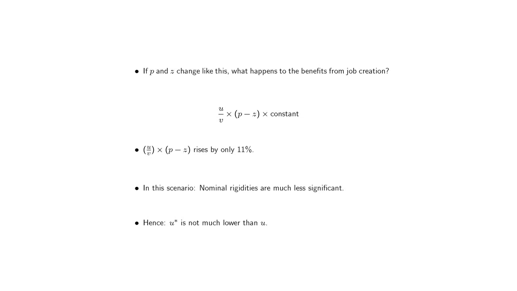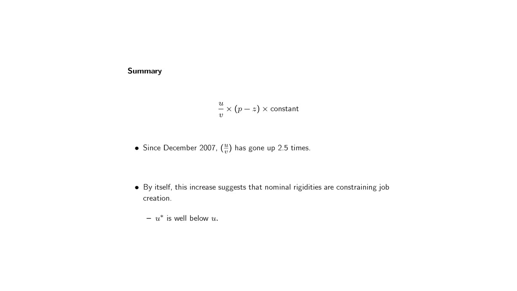So this is the summary of what we get from this. The unemployment vacancy rate has gone up 2.5 times. That's in the data since December 07. And by itself, this increase suggests that nominal rigidities are constraining job creation. And the natural rate of unemployment, then, is well below the observed unemployment rate.